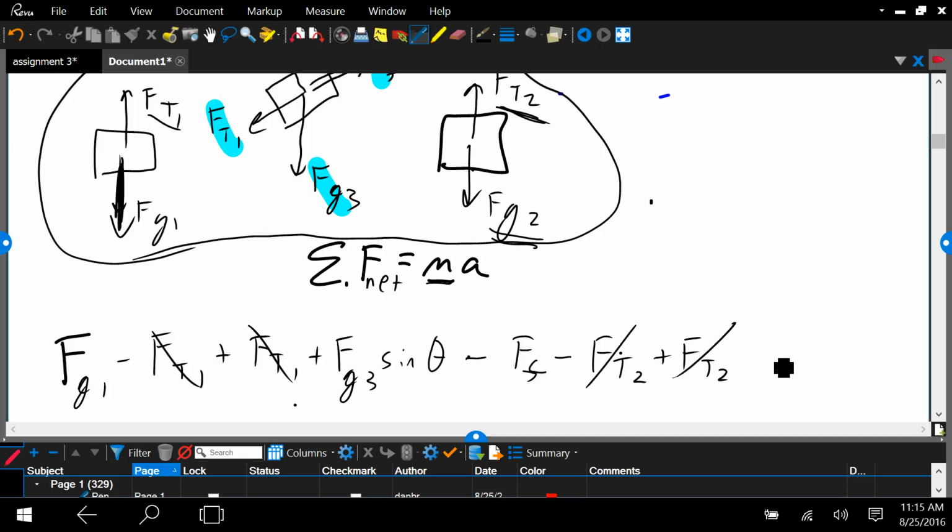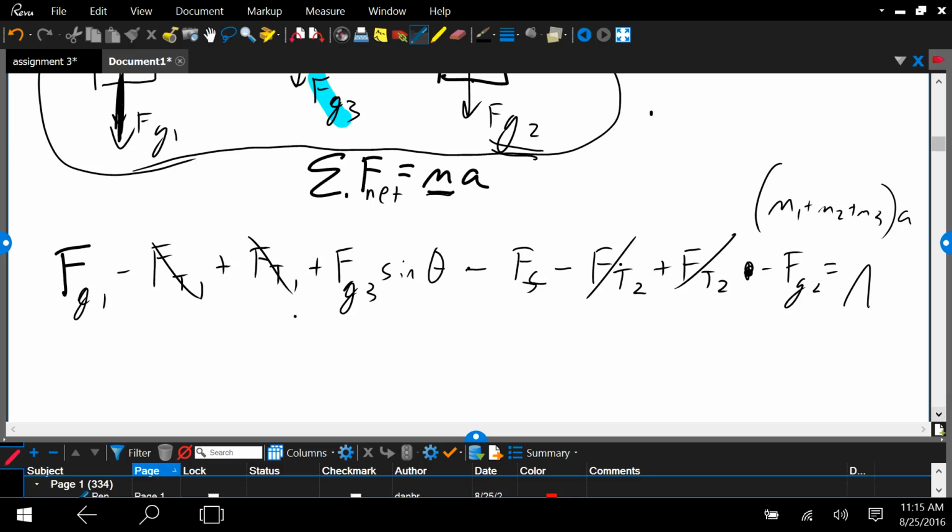Note they cancel out right away. They're internal forces. And sorry, I put a plus there almost, minus FG2. And all of this equals, I'm going to write it above because I'm running out of space, M1 plus M2 plus M3A. Now that's a long equation, but watch how it kind of slips down and simplifies pretty fast.